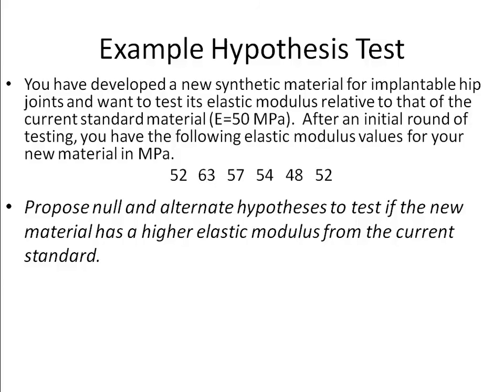And you're going to want to test whether these values are what are called statistically significant from the standard. So the first step is proposing null and alternate hypotheses to test if your new material has a higher elastic modulus than the current standard. So my null hypothesis would be that it doesn't. The changes I made did not have an effect, so it would be mu new, the mean of my new material, is less than or equal to 50 megapascals.